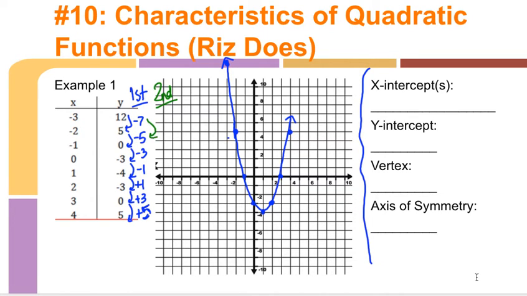From -7 to -5, you're adding 2. -5 to -3, you're adding 2. -3 to -1, you're adding 2. -1 to +1, you add 2. 1 to 3, you add 2. And 3 to 5, you add 2. So when all of these are the same, when that second difference is the same, we know the function is quadratic.